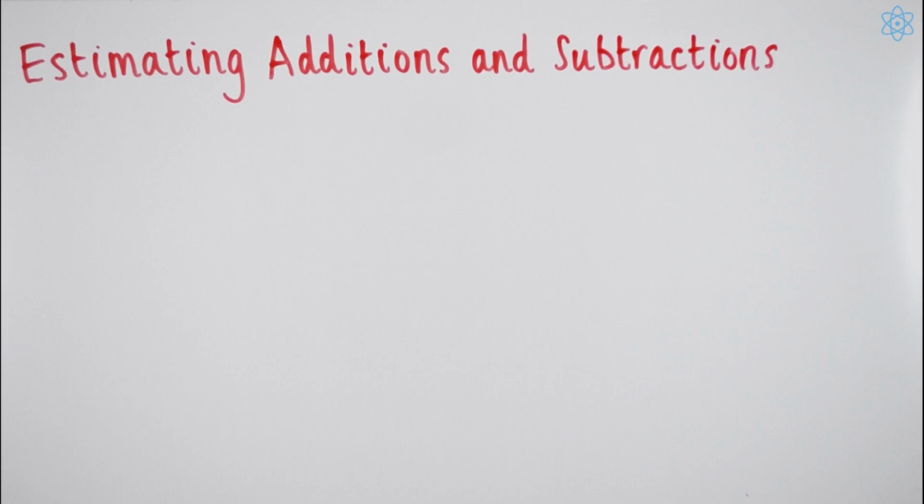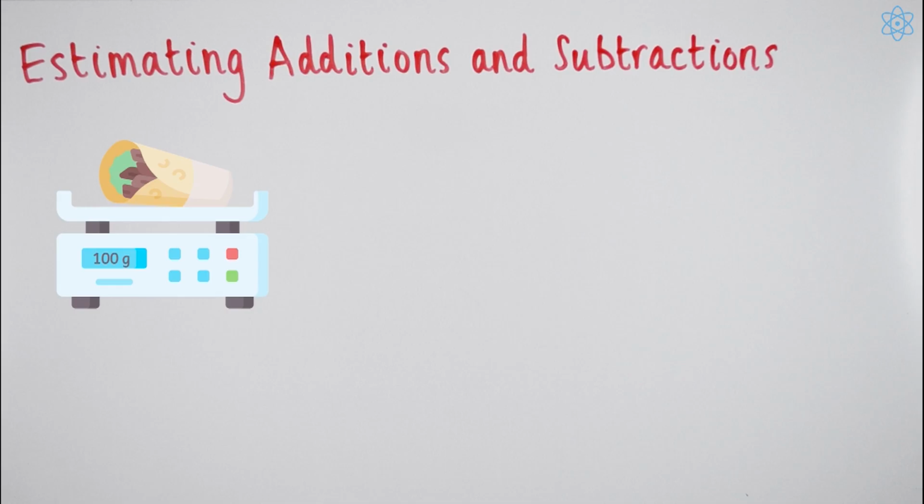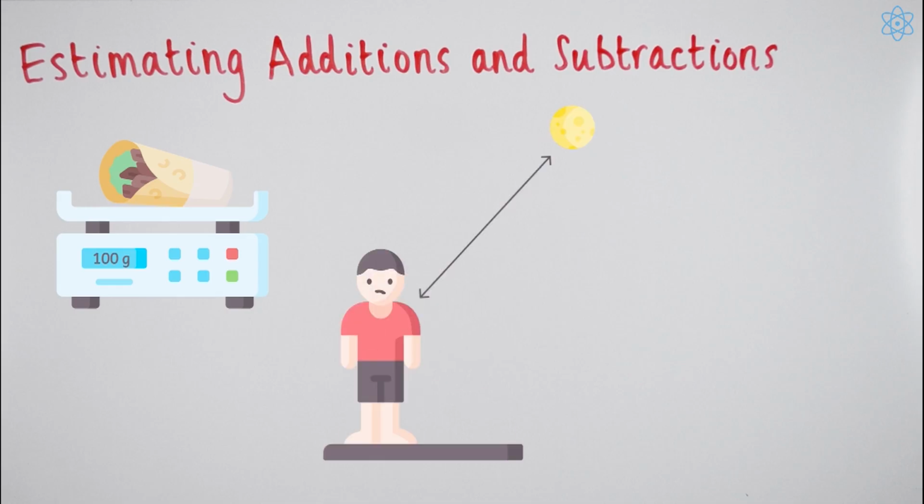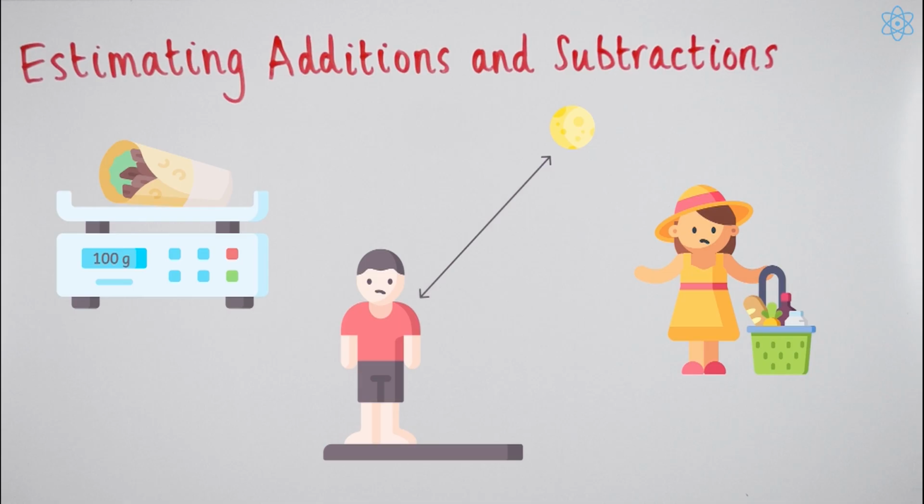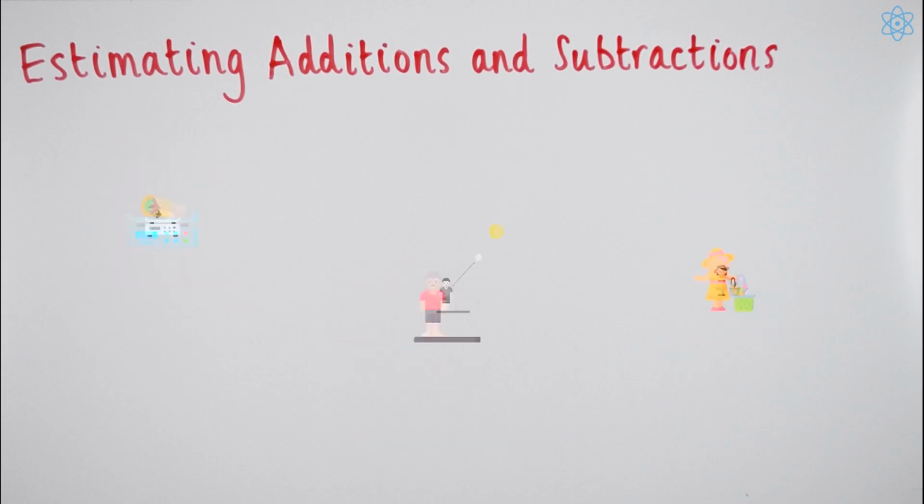There are many different types of estimation. You can estimate how heavy an object is, how far away the moon is, or how much your groceries are going to cost. In this video, we will mainly focus on estimating calculations by using rounding. Let's have a look at an example.